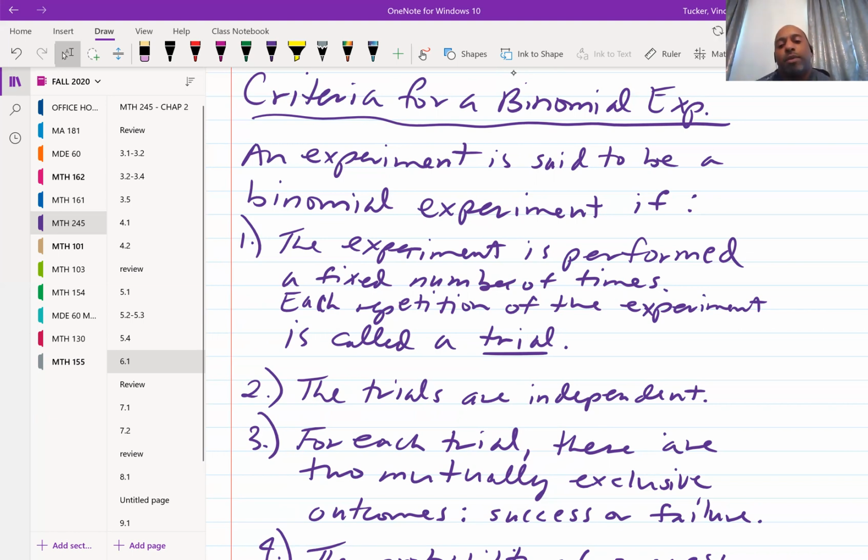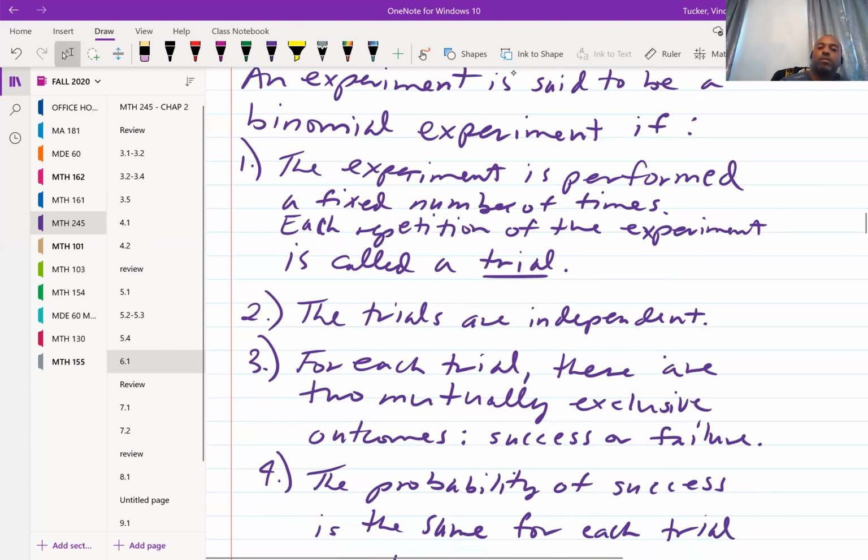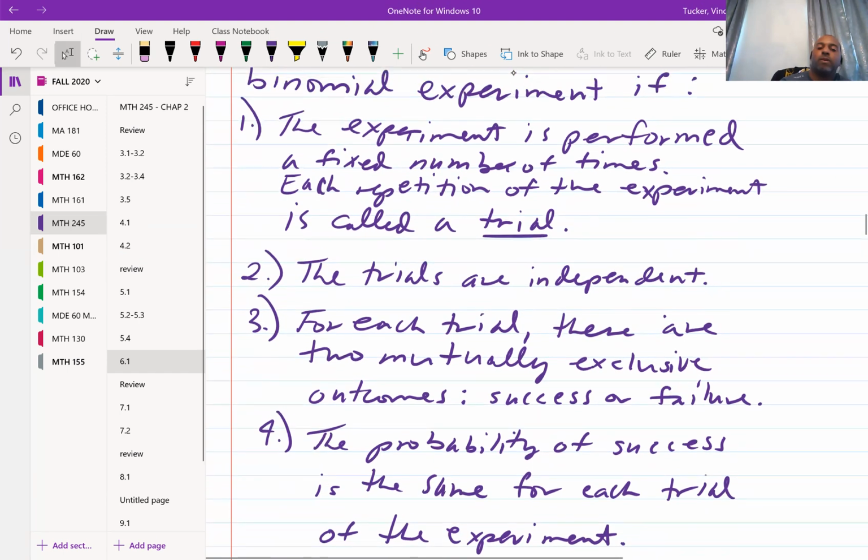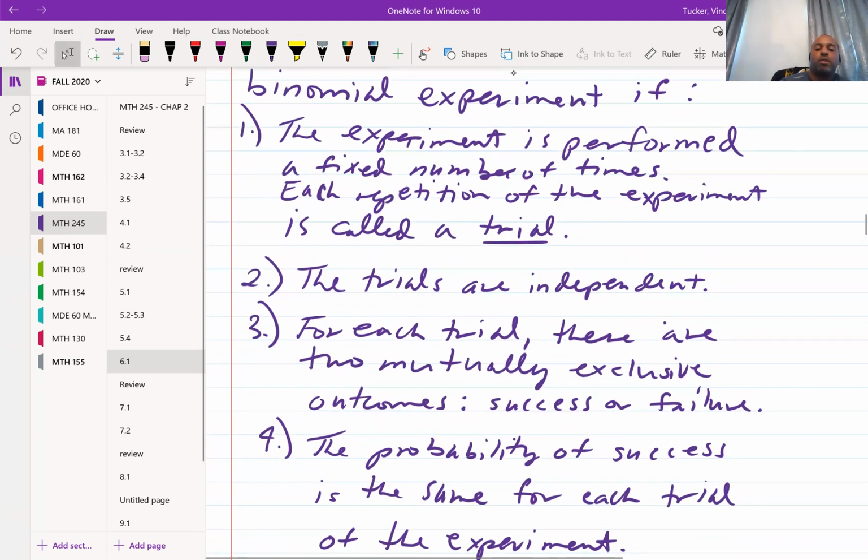Then number three, for each trial there are two mutually exclusive outcomes, success or failure. I mentioned what that meant a few minutes ago. And then number four, the probability of success is the same for each trial of the experiment.